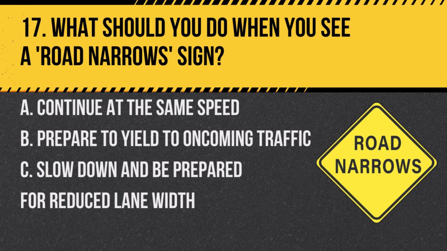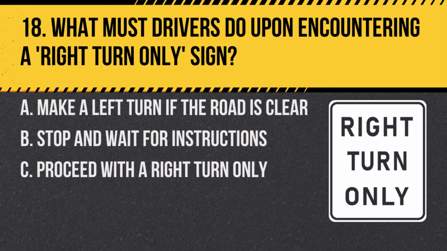Question 17. What should you do when you see a road narrow sign? A. Continue at the same speed. B. Prepare to yield to oncoming traffic. C. Slow down and be prepared for reduced lane width. Answer: C. Slow down and be prepared for reduced lane width. The road narrow sign indicates that the road ahead will have less width, requiring drivers to adjust their speed and position accordingly.